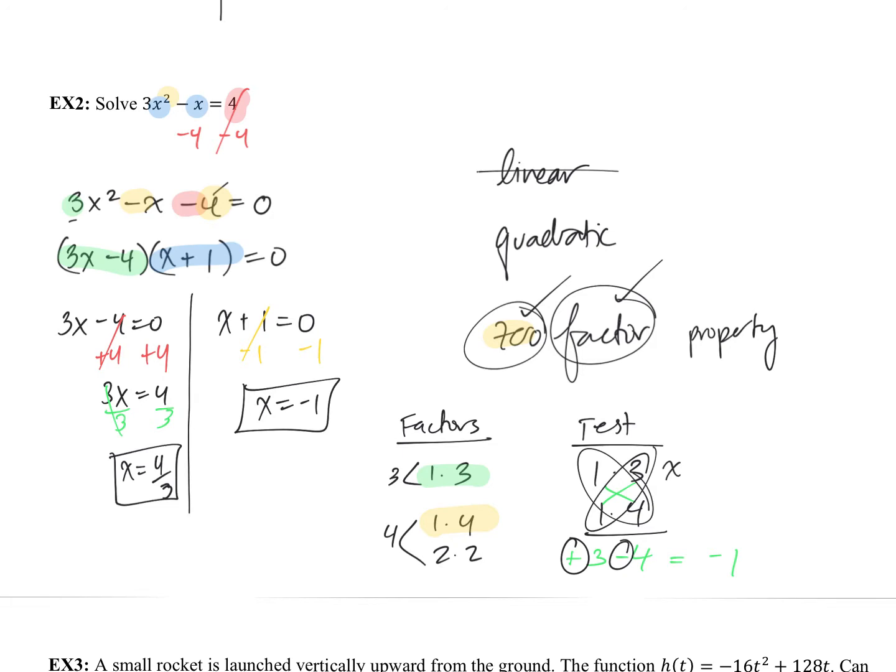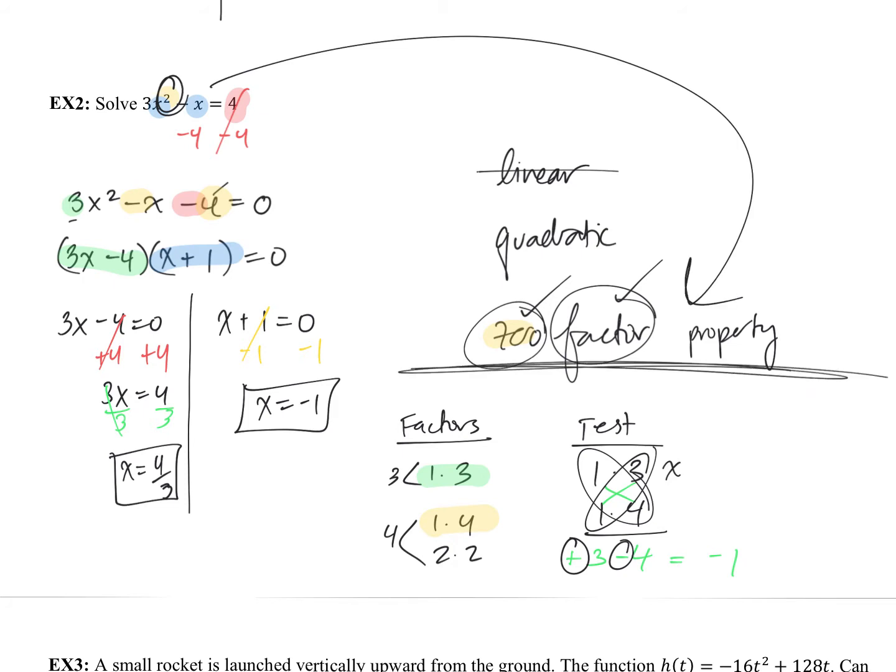The zero factor property. So if you see a quadratic, definitely a good idea to try to solve with the zero factor property, which means you need to be able to factor well. So once again, if you need help with any of factoring, just send me an email and I'll send you some resources.